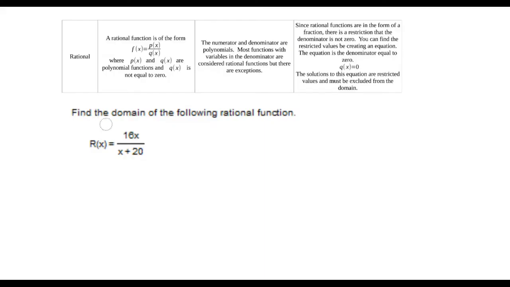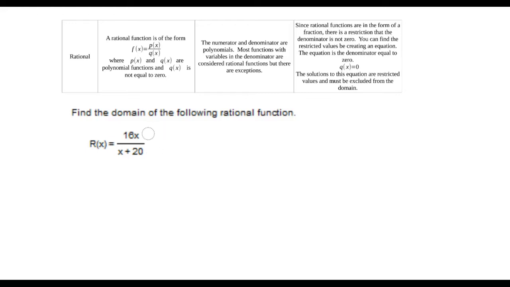In this example, we're going to find the domain of a rational function. So first, let's make sure we understand what a rational function is. A rational function is of the form f of x equals p of x over q of x, where p of x and q of x are polynomial functions, and q of x does not equal 0. So for our example, we have 16x over x plus 20.